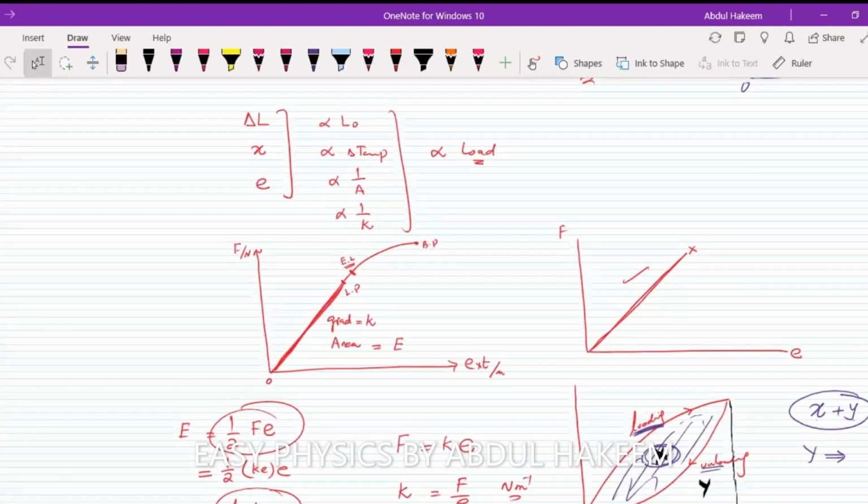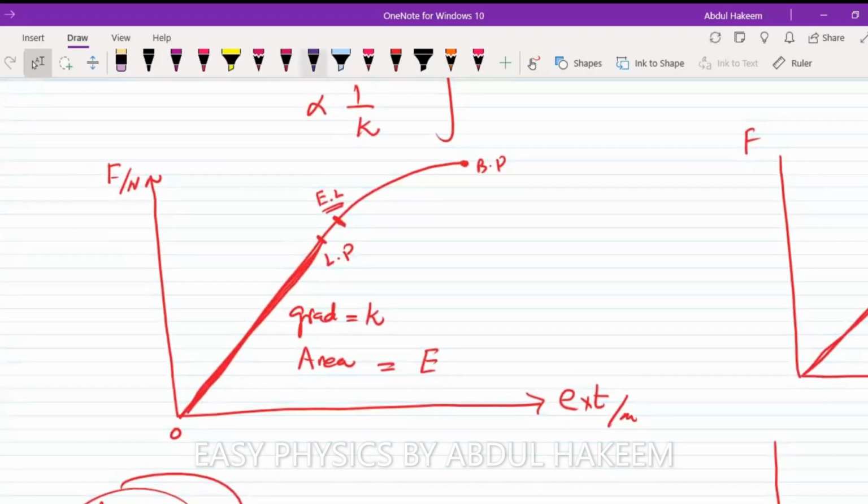Now, in this graph, if the object is unloaded beyond the elastic limit, it has permanent deformation. For example, unloaded from this point, then the unloading line will be parallel to the previous straight line. Both gradients are similar because the material constant is the same. And this gap is showing the permanent deformation.